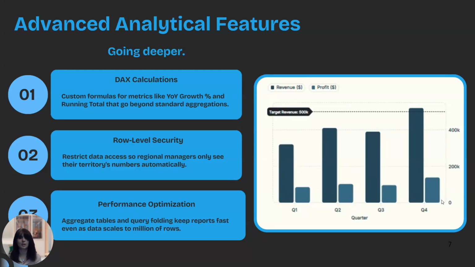Then there's RLS, row-level security, which restricts data access. For instance, a regional manager would see only the information that relates to them, through automatic data filtering. And finally, performance optimization: the ability to use aggregate tables and query folding to keep reports fast even as data scales to millions of rows. Those are the three main features.